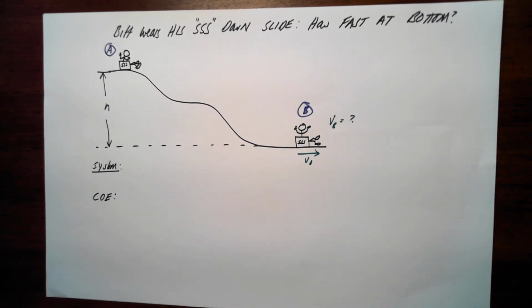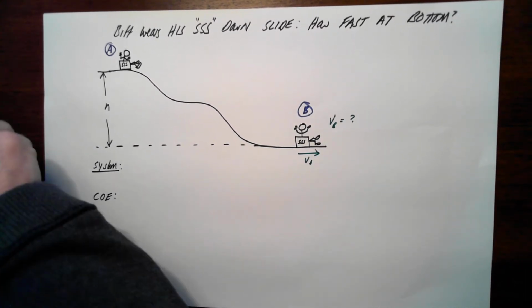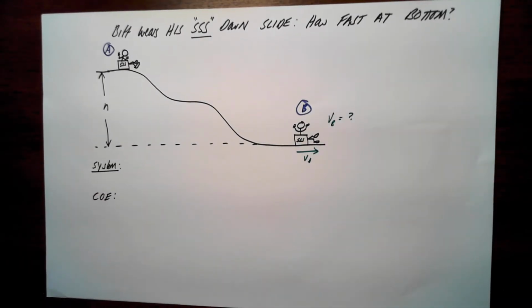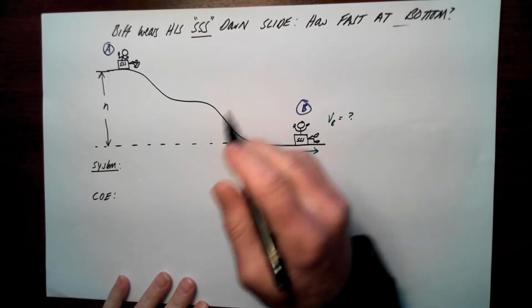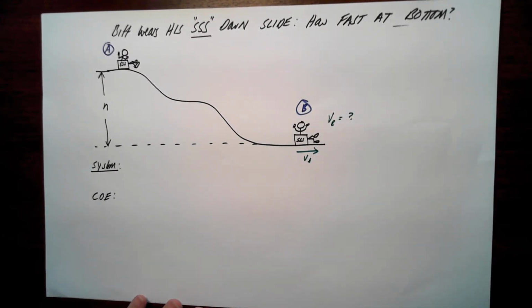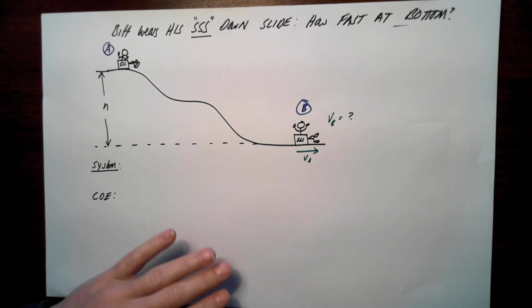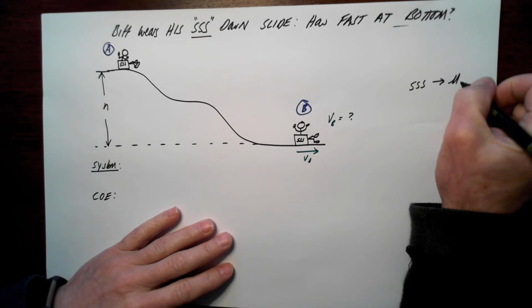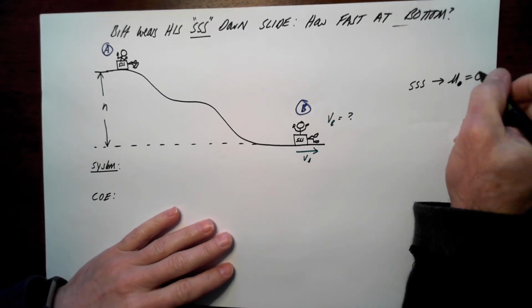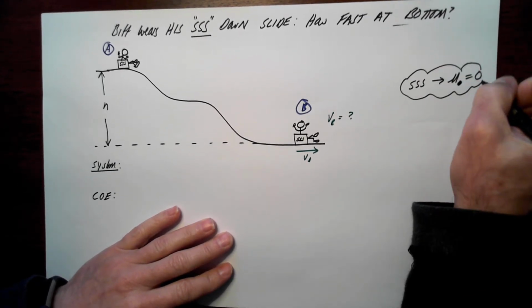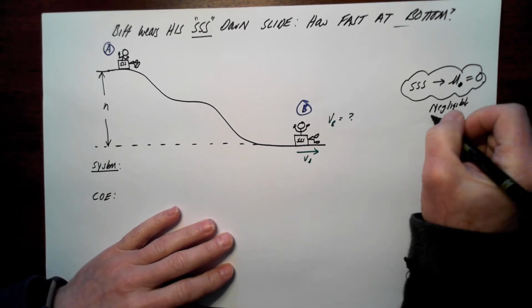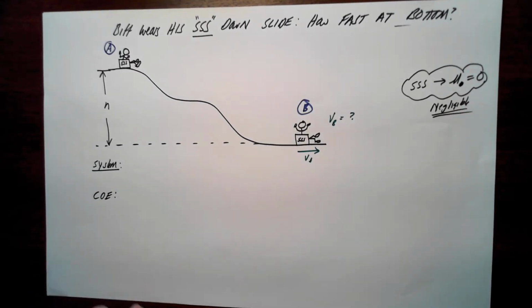Okay, in this problem, Biff is wearing his super slippery shorts down a slide. How fast is he going at the bottom? Thank you, Biff, for wearing your super slippery shorts, because since he's wearing them, we're going to say that friction is essentially zero, or friction is negligible. We'll talk about friction at some point, but not yet.